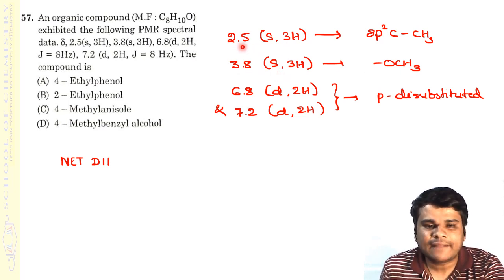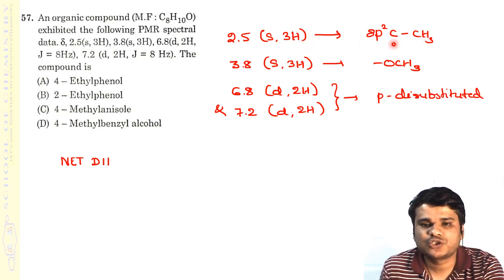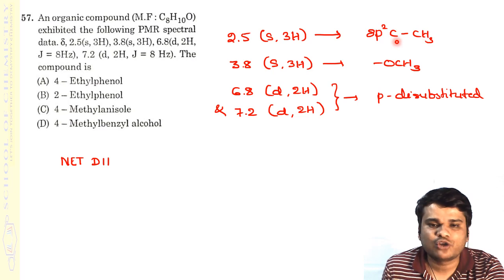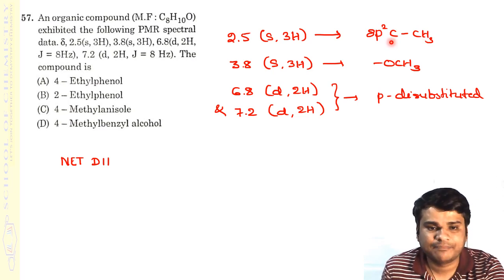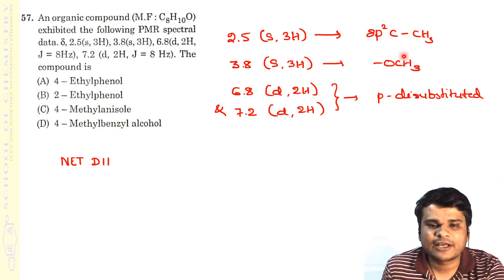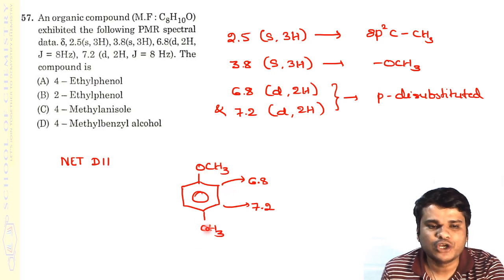If a 2.5 singlet for 3 hydrogens has come, that indicates a methyl group attached to an sp2 carbon. Because if it were simply attached to sp3, it would come around 1.5. So here also the methyl protons are a little de-shielded because of their attachment to the sp2 carbon. If a benzene ring is there, you can easily think that this methyl group is attached to the benzene carbon. Then this particular pattern, a doublet of 2 hydrogens, is the typical para-substituted pattern. Therefore we can easily conclude that OCH3 and CH3 are attached to the benzene ring in a para manner. So the structure of the molecule should be this.